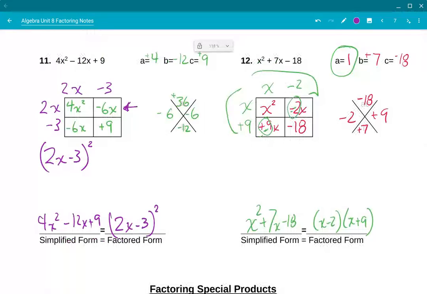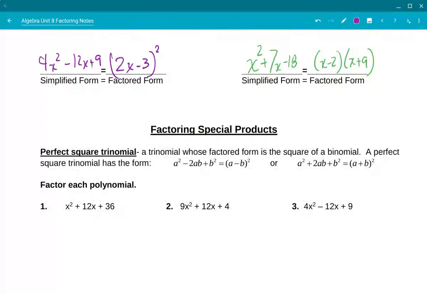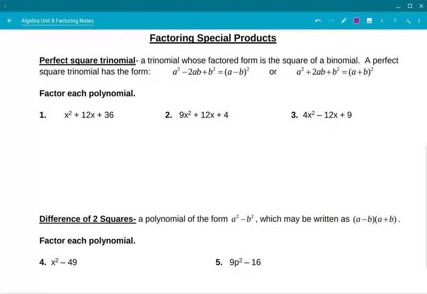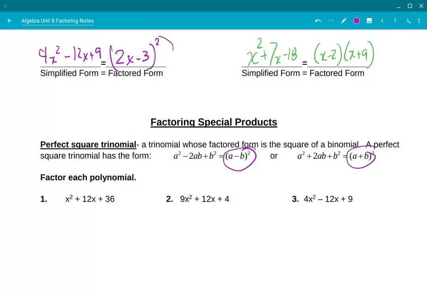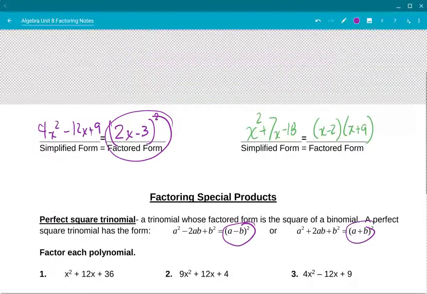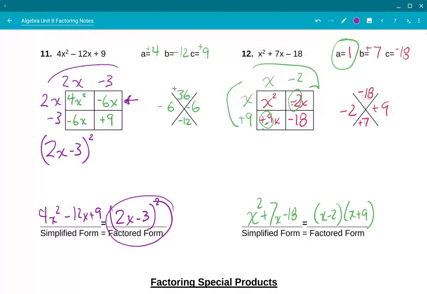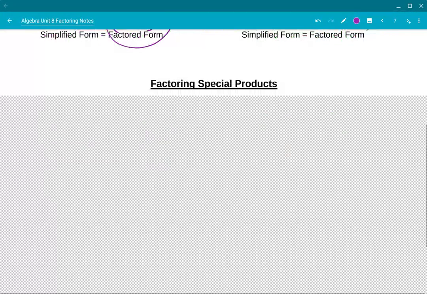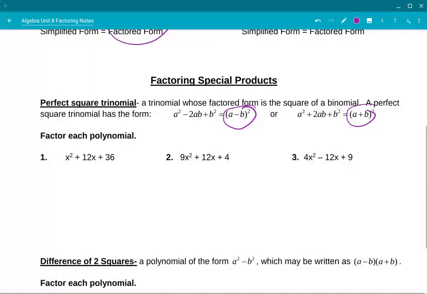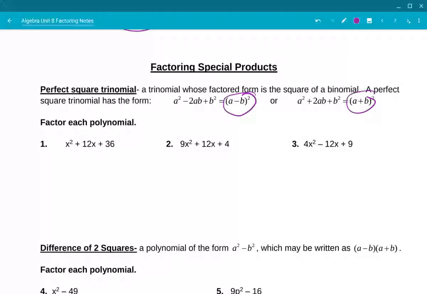Okay, so there's a quick review on how to factor that. But now we're going to talk about some special products. So a perfect square trinomial is where the factored form is the square of a binomial. So one of these, just like what we saw up here, this right there. When both factors are the same, then you've got what we call a perfect square trinomial. And they all have this same form. So really, we don't need to do a whole lot of work. We just move the numbers around. So let's put this where I can write better.